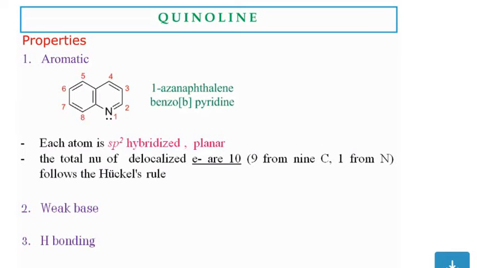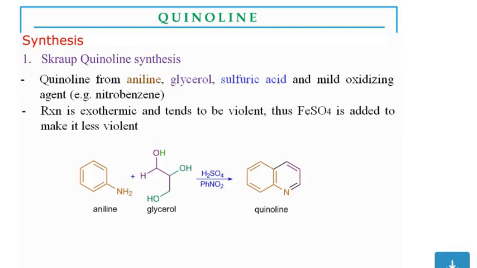Now quinoline, 1-aza-naphthalene, benzopyridine. Each carbon is sp2 hybridized and planar. The total number of delocalized electrons is 10, 9 from 9 carbons and 1 from nitrogen. It follows Huckel's rule, and it shows weak base and hydrogen bond.